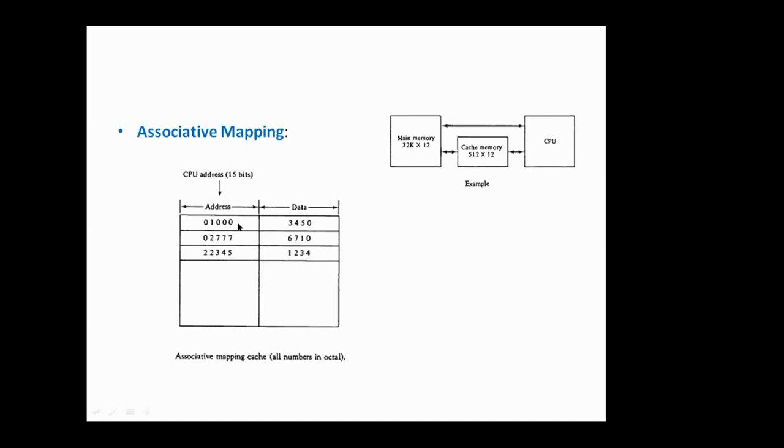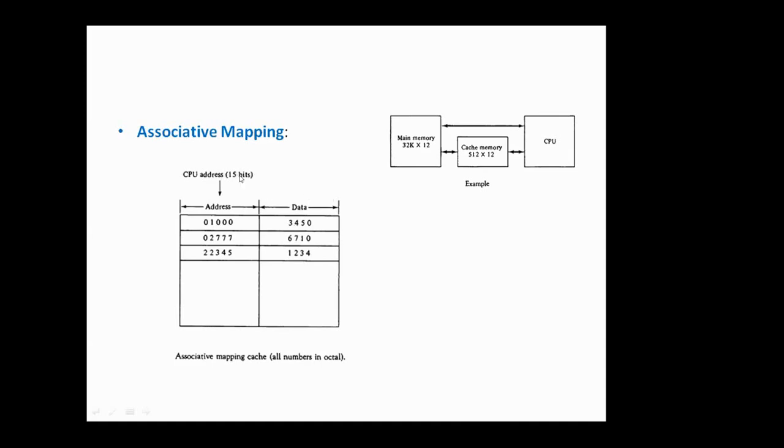In the same way, the data is also in octal. So it is actually 12-bit data here. 3 bits for this, 3 bits for this, 3 for this, 3 for this. In total, there will be 12 bits of data because of this 12.